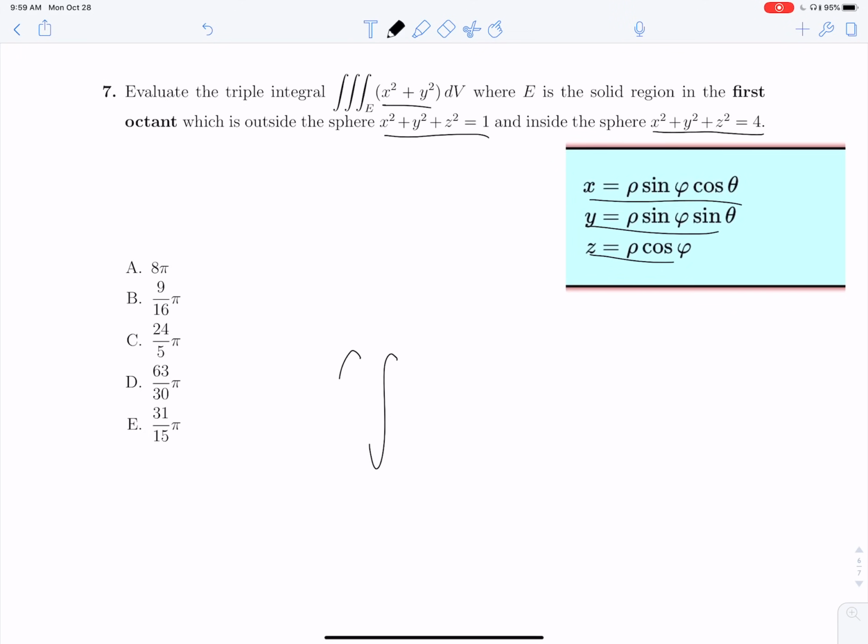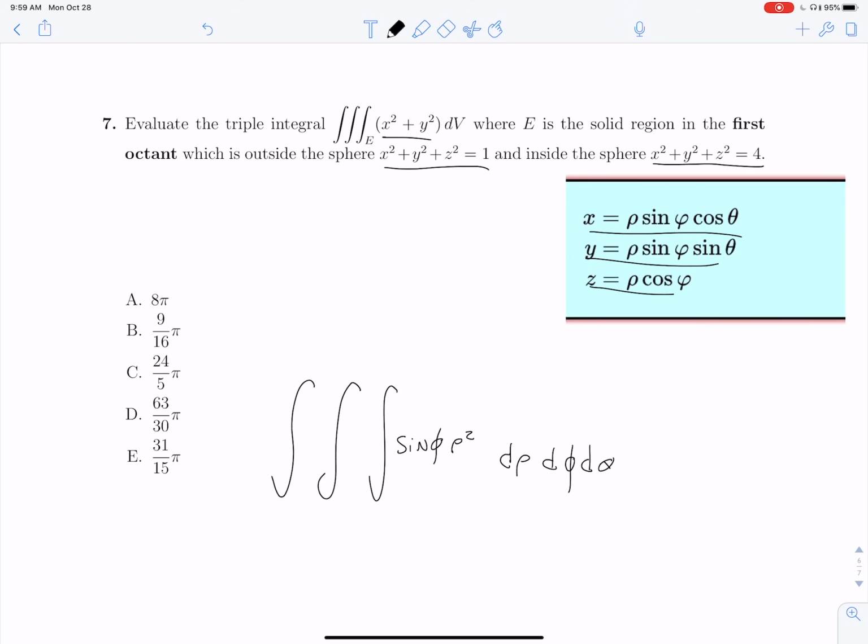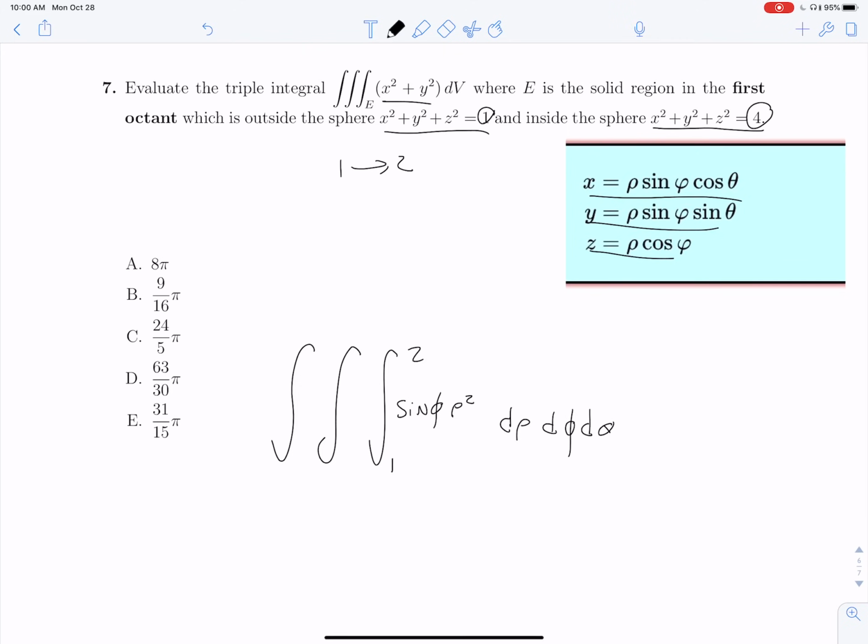So we see that we have a solid region in the first octant, outside of one sphere and inside another sphere. If we set up the basic form of our integral, d rho d phi d theta, sine phi rho squared. So we know that those are in there before we stick anything else in. Let's see what our rho runs from. Well, we know that x squared plus y squared plus z squared is rho squared, so rho is in between these two, and rho is going to run from 1 to 2, because we have to take our square root. So rho from 1 to 2.